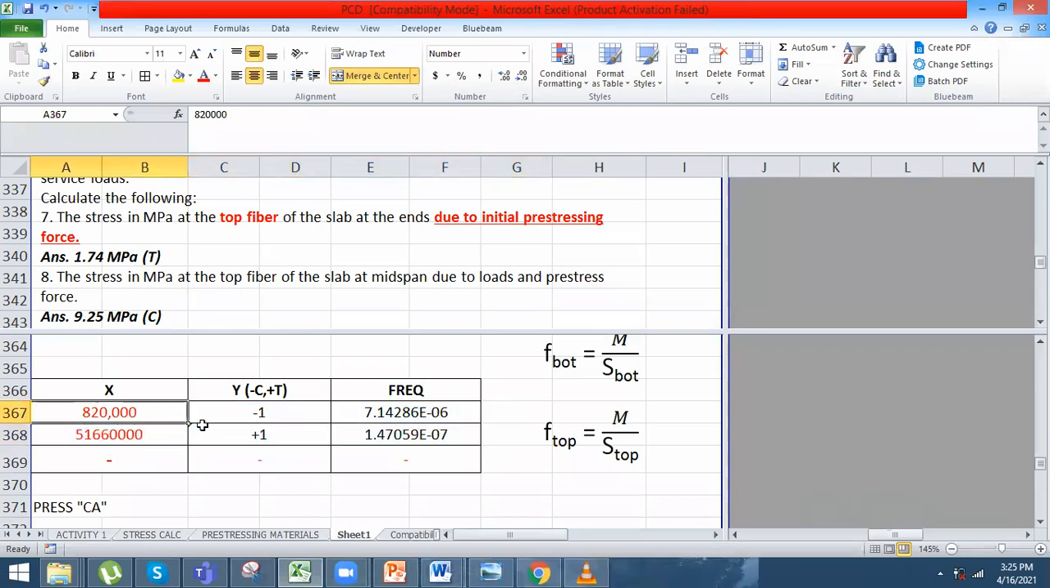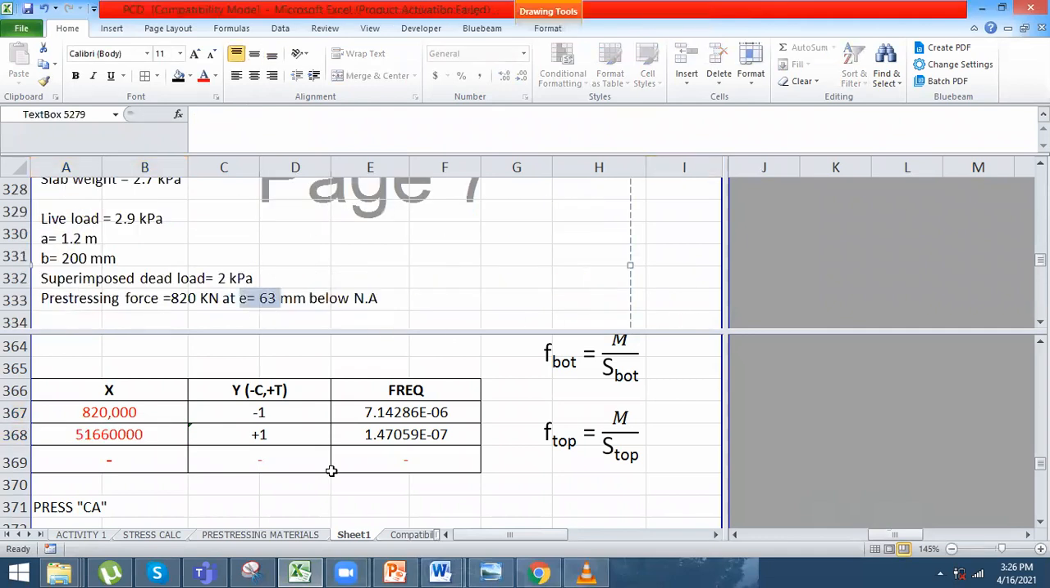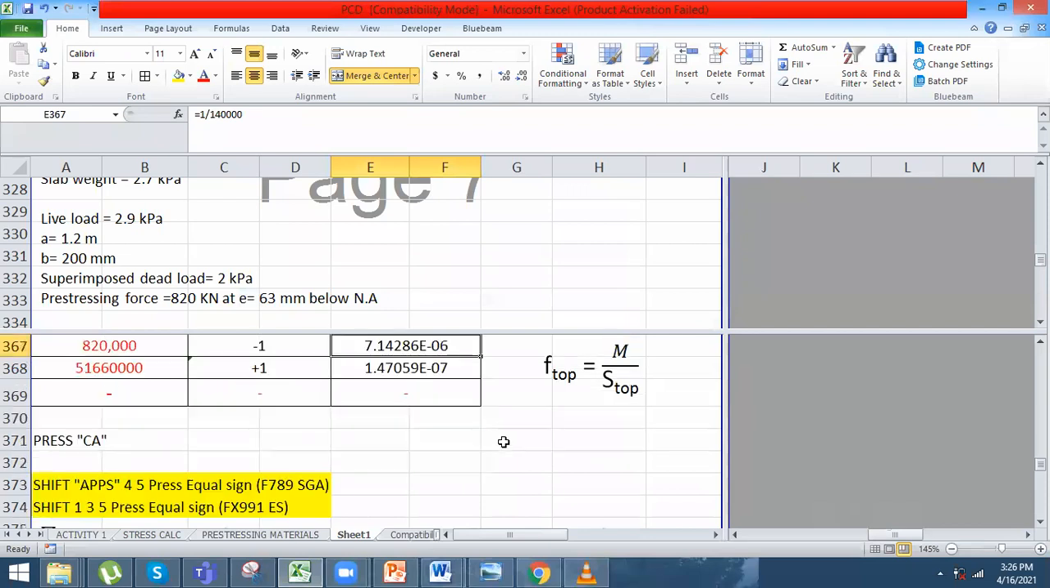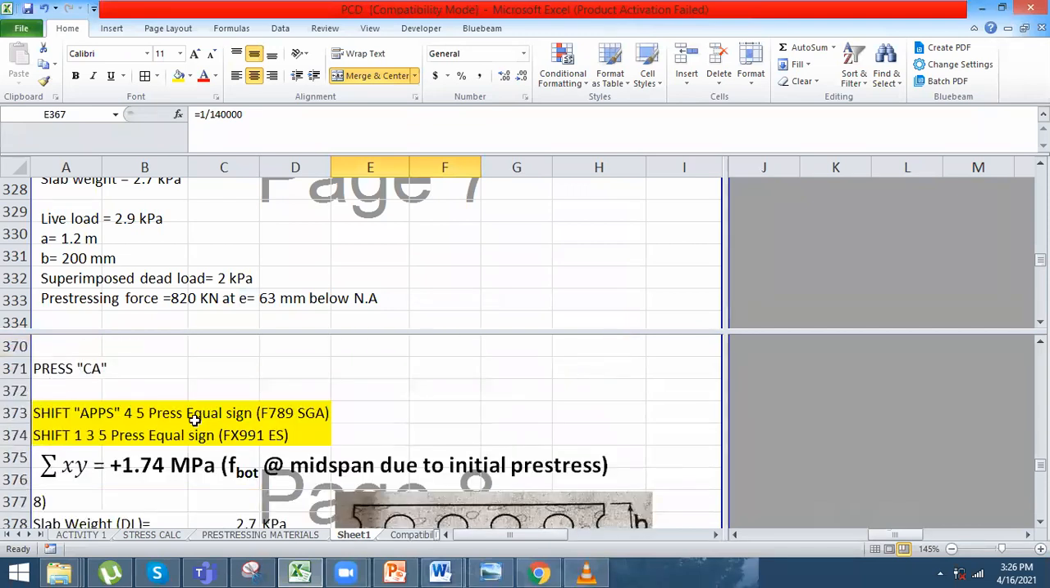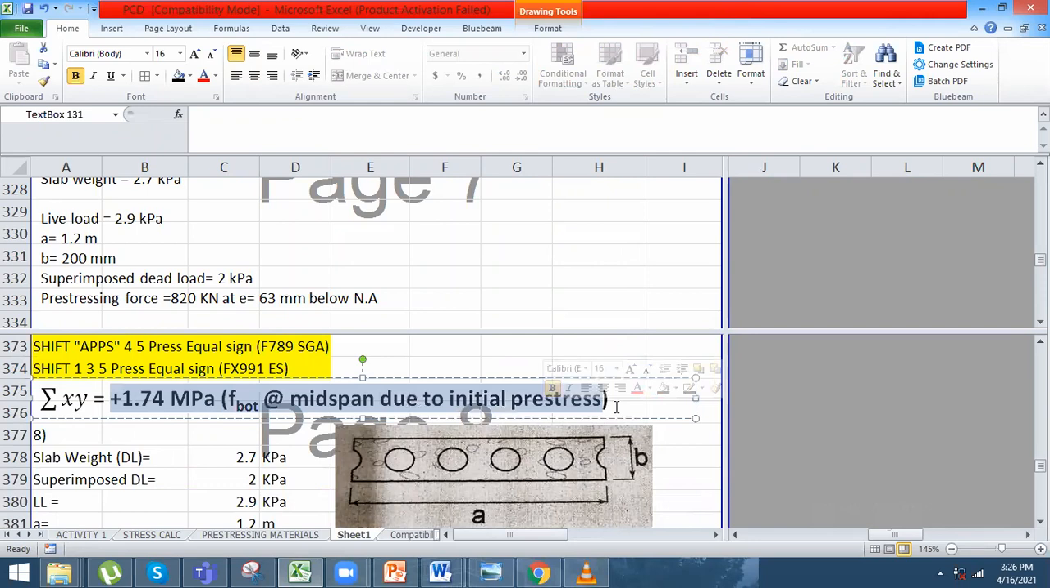So, this is the P initial. Wala pang kabawas-bawas due to losses. This is the P initial multiplied by 63. 63 is ito eccentricity natin. Then plus 1, then ito naman yung 1 over by the section modulus. Dito naman is yung 1 over area. So, using calculator, shift 135 using 991 or 570, it will create a 1.74 megapascal, which is the stress at the bottom at midspan due to the initial pre-stressing force. Okay, number 8.